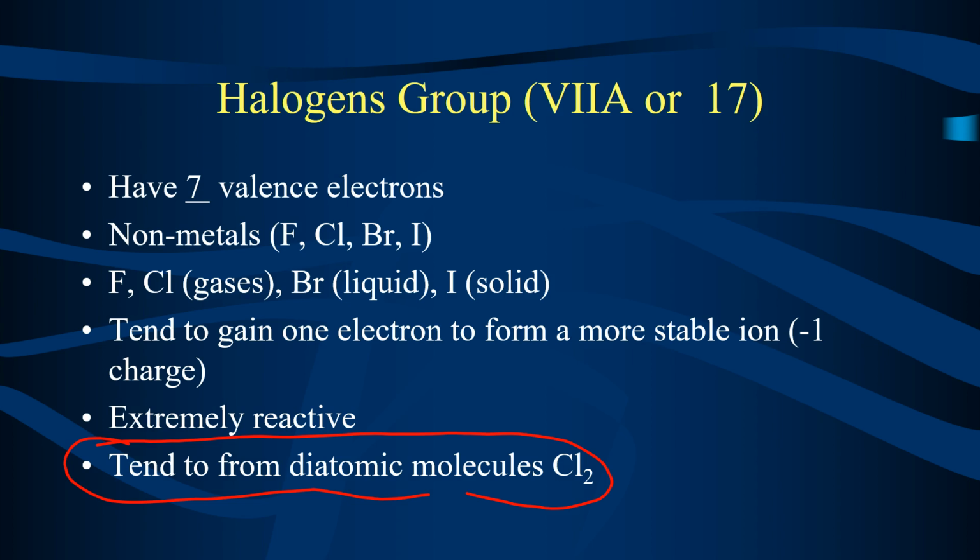They tend to gain one electron to become more stable, so they have a -1 ionic charge. Remember, you're gaining an electron, you're becoming more negative.